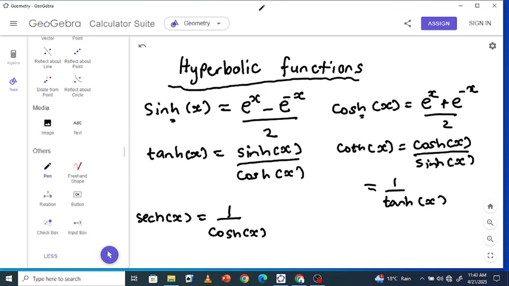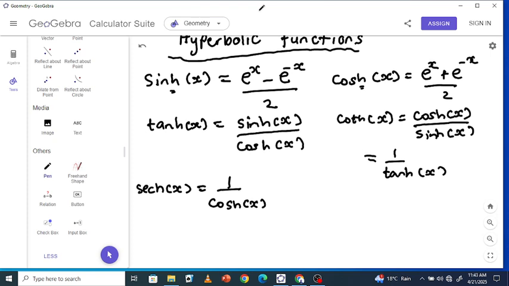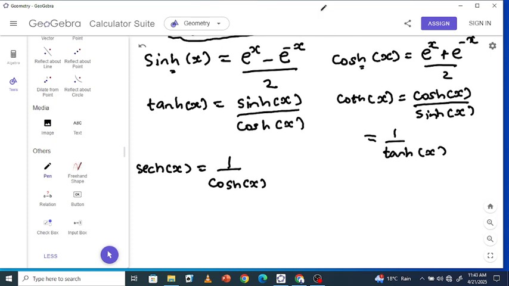We have the cosecant, what is called the cosech. Let's just write it down here. Another identity we have is the cosech, or you can write csch, but now you add an h. Cosech x is 1 over sinh of x.